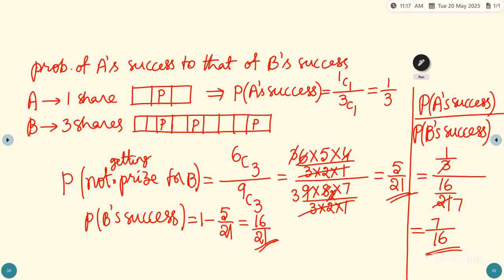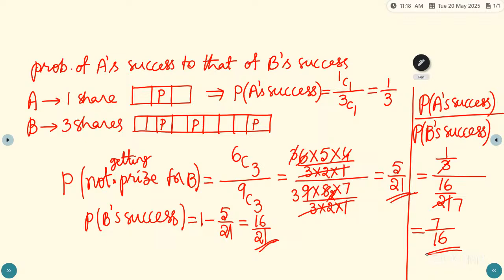Listen carefully. Here, A is having only one share. A invested on only one commodity. That's why A's success is 1/3. But B invested on 3 commodities, like 3 shares. If B is also having one share, what will be the probability of B's success? Totally 9 are there.